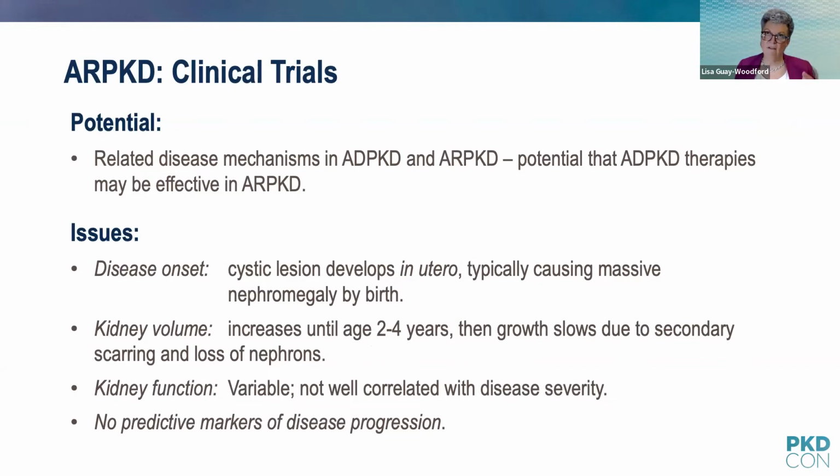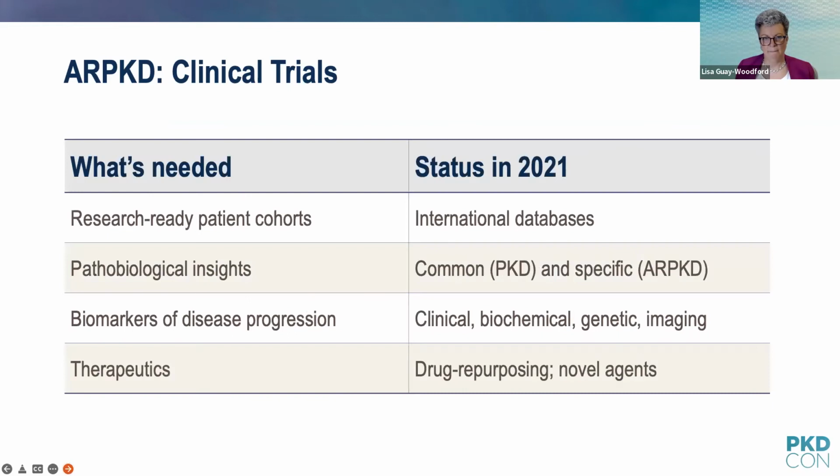So we don't have easy imaging markers to follow the trajectory of the disease. Kidney function is variable and not well correlated with disease severity. And until very recently, we just didn't have predictive markers of disease progression. So how do we get around that?